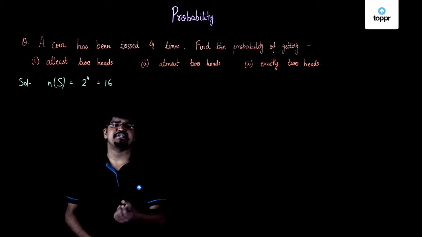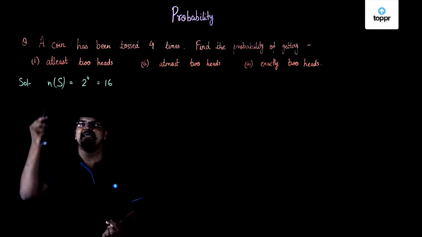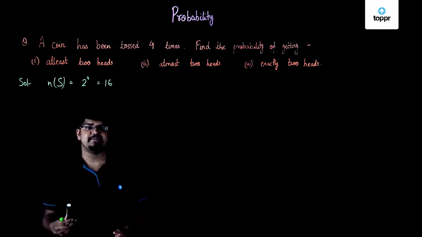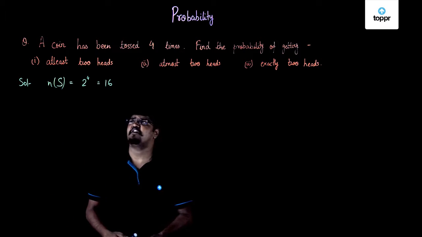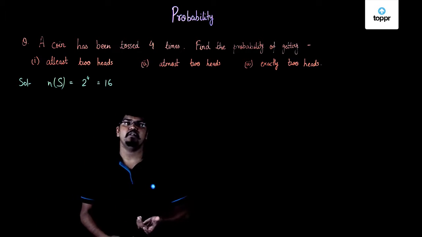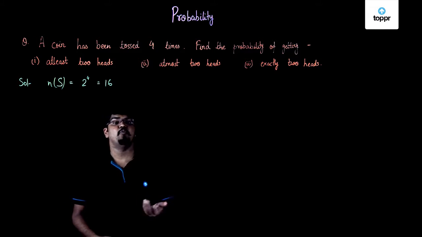Now we can solve this question in either way. We can solve it by considering all the elements of the sample space, that is by writing down all the elements, or we can simply solve it by not considering them at all. So let us solve this question by both the methods.